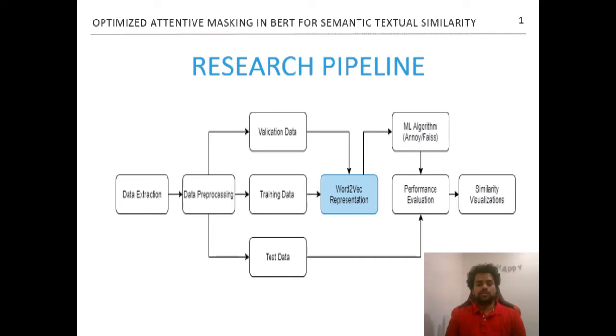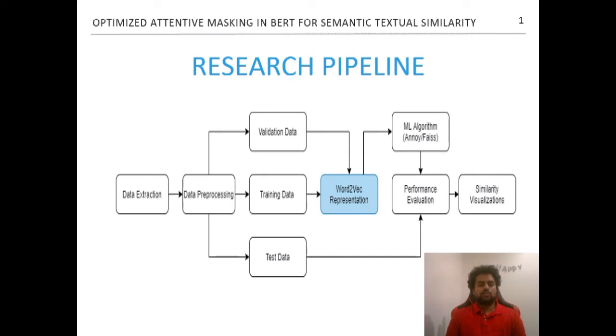As you can see, there are numerous phases in the research pipeline, namely the data extraction, data preprocessing, sampling, the word-to-vec representation, the ML algorithm phase, the performance evaluation phase, and the similarity visualizations phase. Starting from the data extraction phase, in this phase, we are going to extract large chunks of data from Wikipedia, or it can be data from other corpora, or data from frequently changing websites.